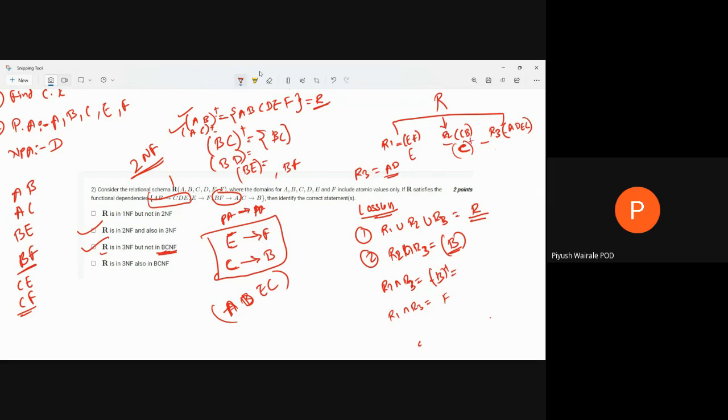If I take the closure of C, we'll get CB, so R2, right? Now let us say R23 equals R2 union R3. Okay, so have you tried the decomposition questions in week 5? Like R1, R2, R3 is there, like R4. Then how to check?